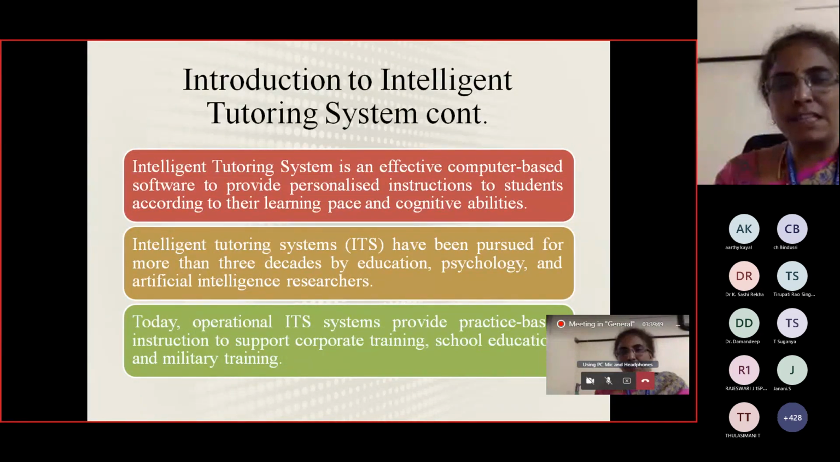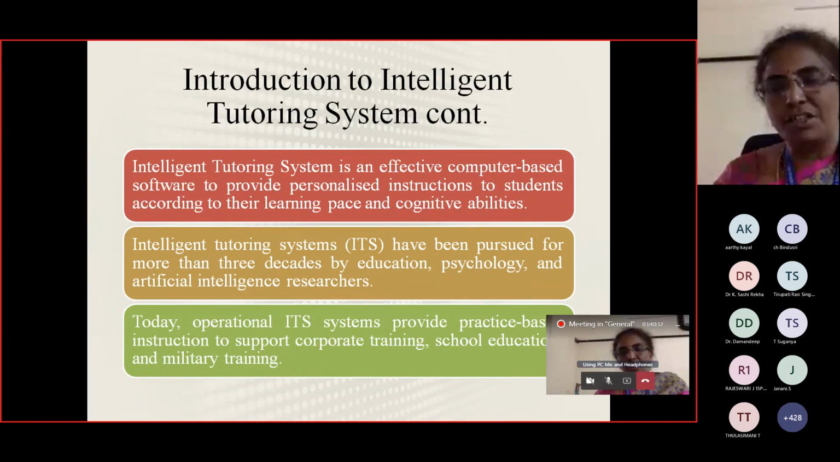Basically an intelligent tutoring system is a computer system which is going to provide one-to-one tutoring to the student. And in this one-to-one tutoring, the teaching happens in a personalized manner. That is, depending upon the knowledge level of the student and depending upon the pace of learning of the student, the tutoring happens. So this is a computer-based system which is going to simulate a human tutor. And these intelligent tutoring systems have been pursued for several decades by various researchers from the education field, psychology field, and artificial intelligence field.